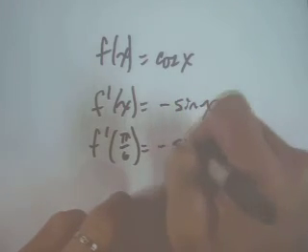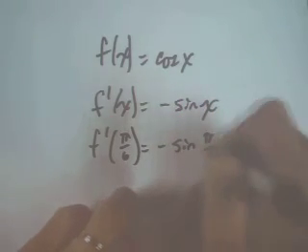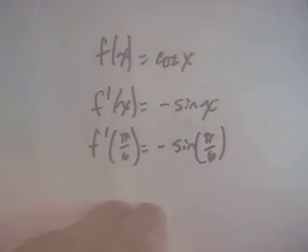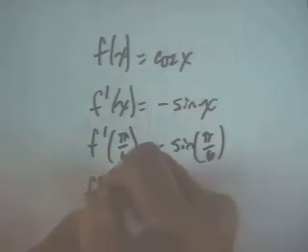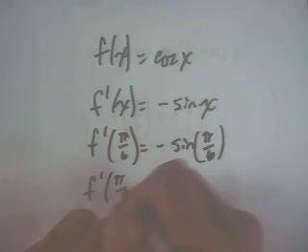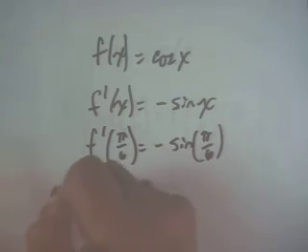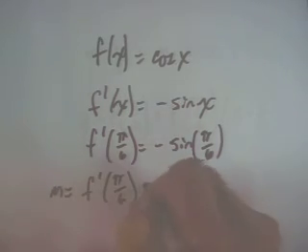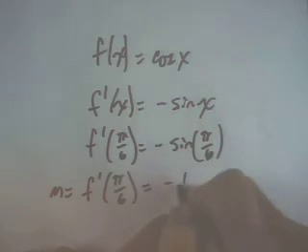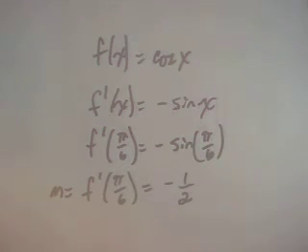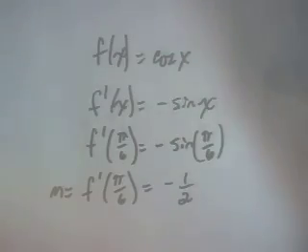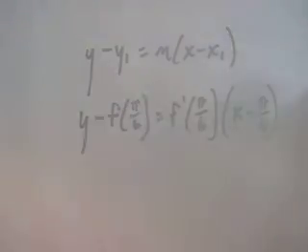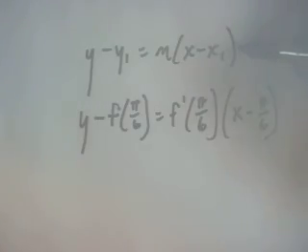So minus sine of pi/6. Well, the sine of pi/6 is equal to a half, and so we find out that our slope, remember this is the slope of the line that's tangent at pi/6, is negative 1/2. So we have a point, we have the slope, we're ready to substitute into the point-slope formula.